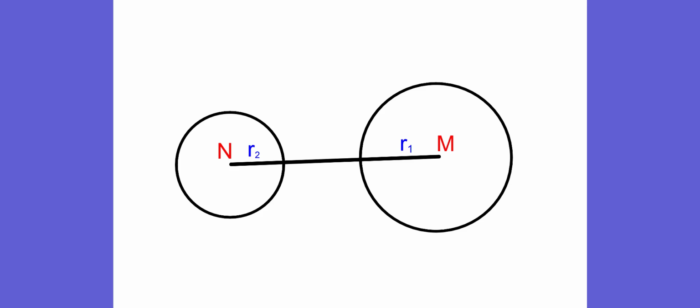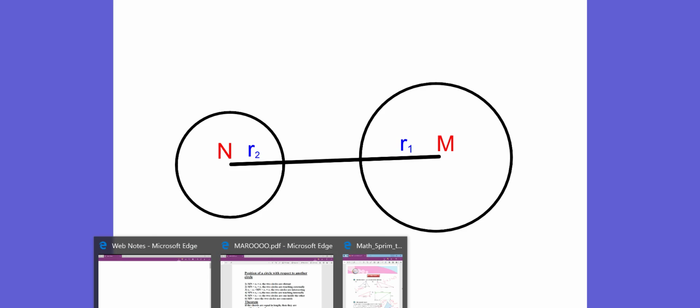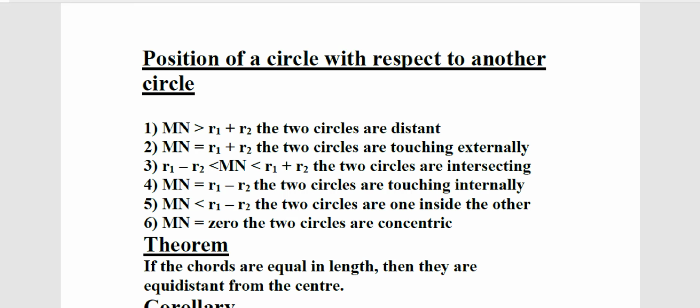When the distance between the two centers, or the length of line of center, is bigger than the sum of R1 and R2, these two circles are called distant circles. Like this in case number 1. MN bigger than R1 plus R2. Then the two circles are distant.